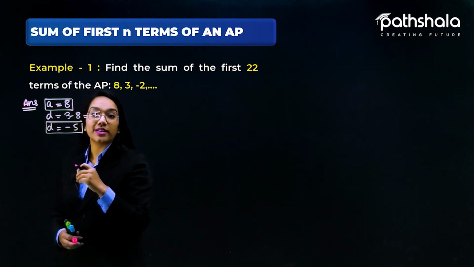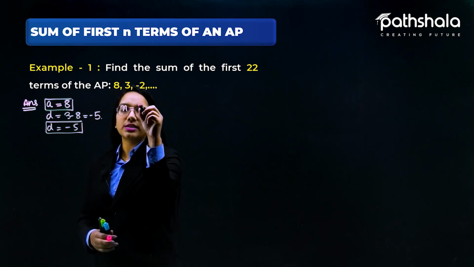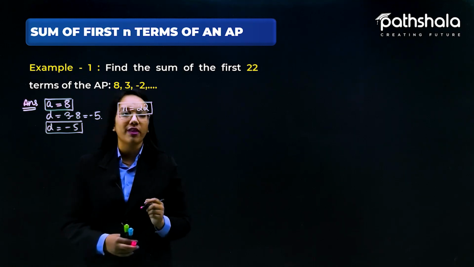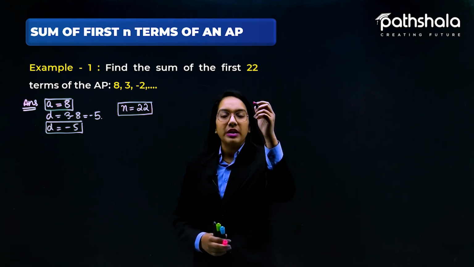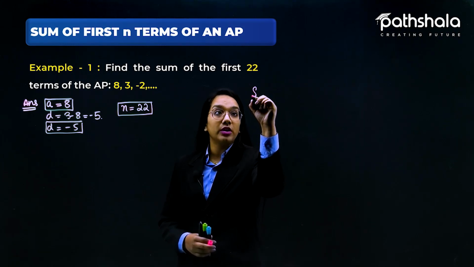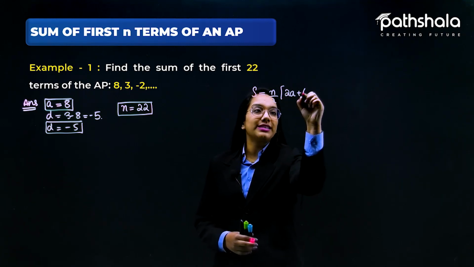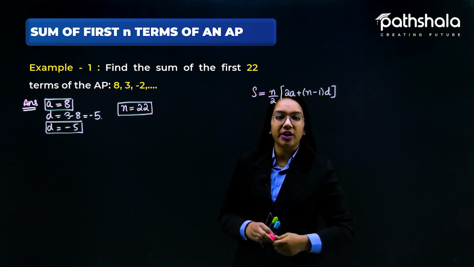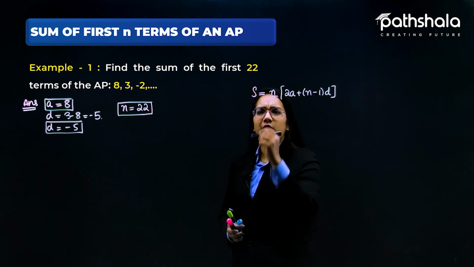It says we have to find the sum of the first 22 terms, which means n is 22, and we just want to calculate the sum of the first 22 terms. So let's calculate it. We know that the sum formula is represented as n by 2, 2a plus n minus 1 into d. This is the representation of the sum of the n terms of an arithmetic progression. Now let's plug in all the values.